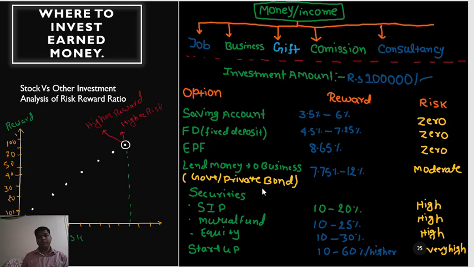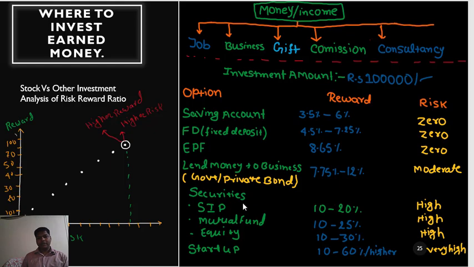And the fourth option is lending money to business, government or private bonds. You invest your money in a government or private bond issued by a government company like Coal India, ONGC, RBI, SBI bond, any government company. According to maturity and the plan, the interest rate varies from 7.75% to 12% in the case of a government or private bond. And again, the risk is moderate.